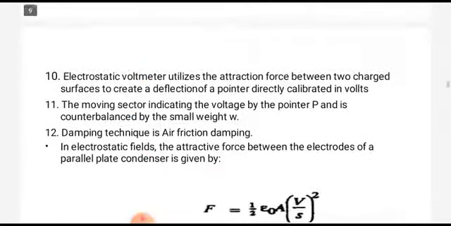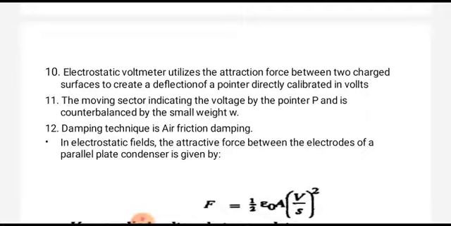So these utilize the attraction force between two charged surfaces to create a deflection of a pointer directly calibrated in volts. The moving sector indicates the voltage by the pointer P and is counterbalanced by some weight W, that I will show in the figure.